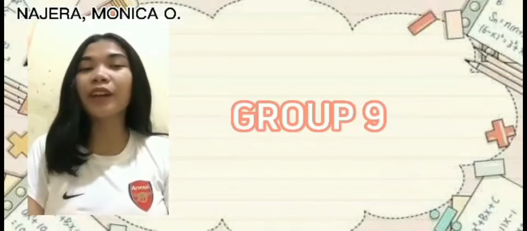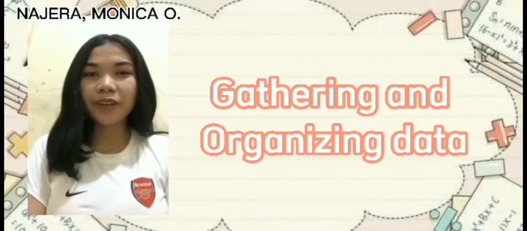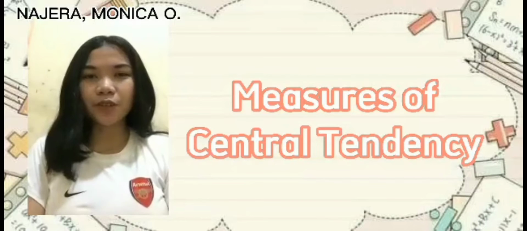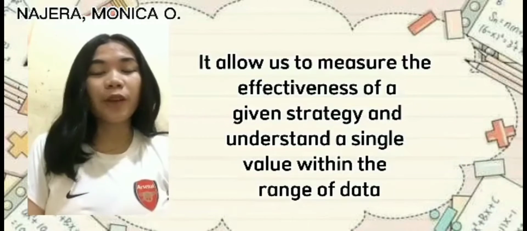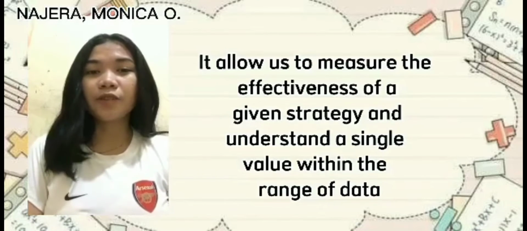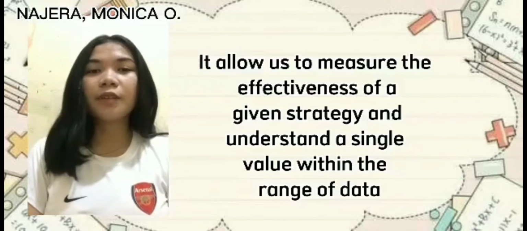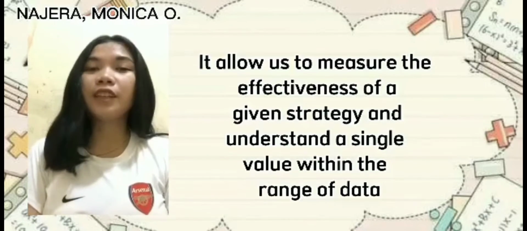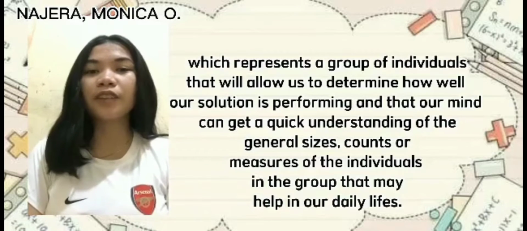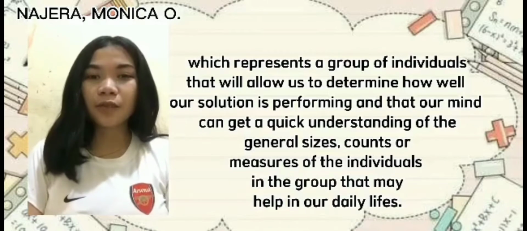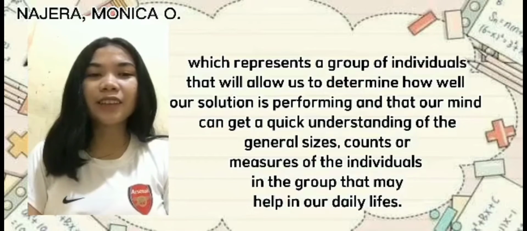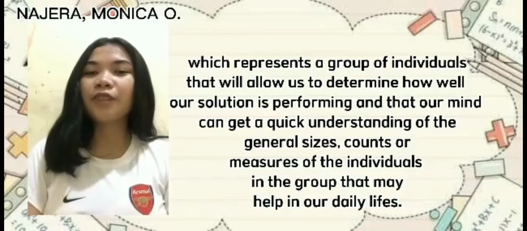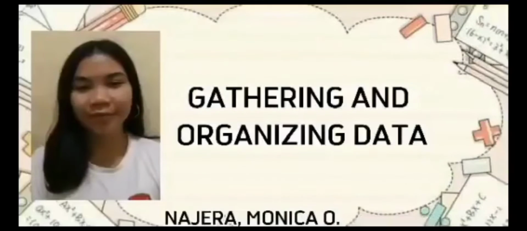We are Group 9 to widen your knowledge about gathering and organizing data, measures of central tendency, and measures of relative position. It allows us to measure the effectiveness of a given strategy and understand a single value within this range of data, which represents a group of individuals, that will allow us to determine how well our solution is performing and that our mind can get a quick understanding of the general sizes, counts, or measures of the individuals.